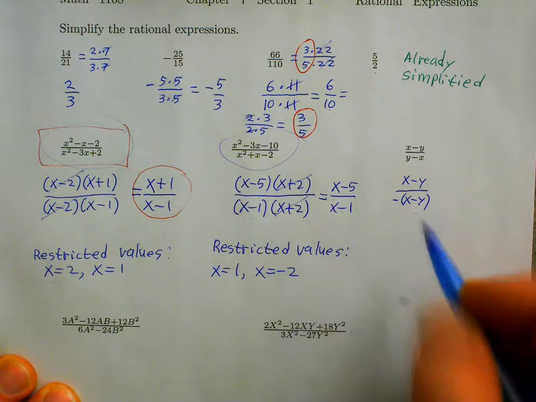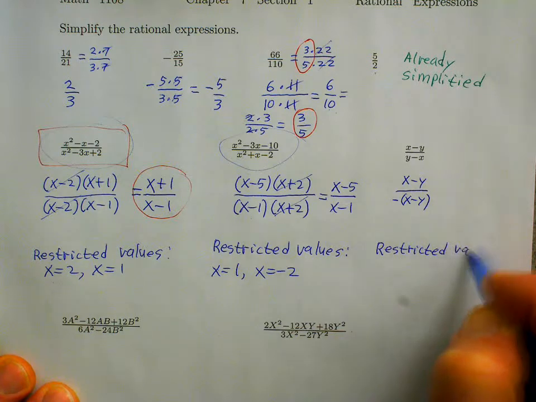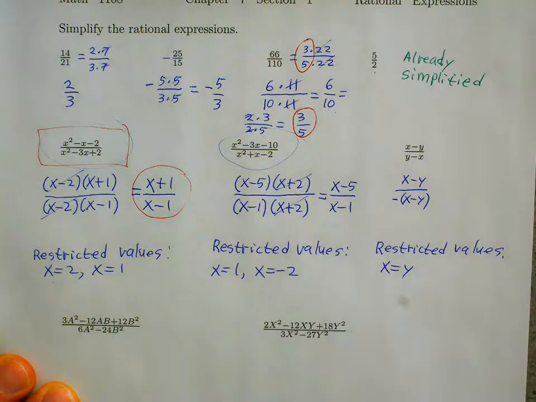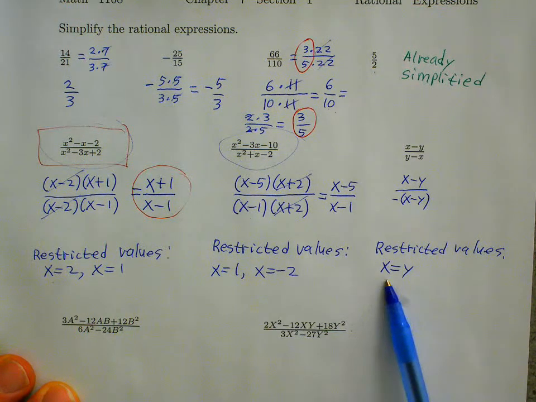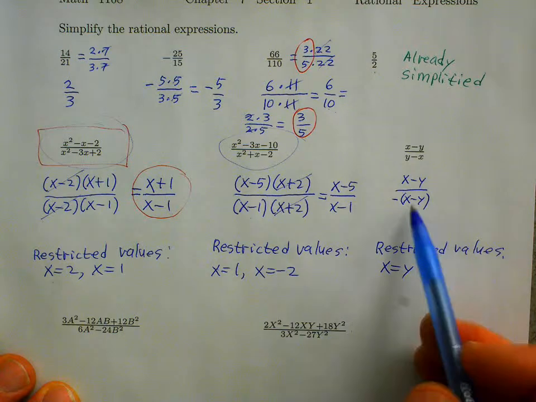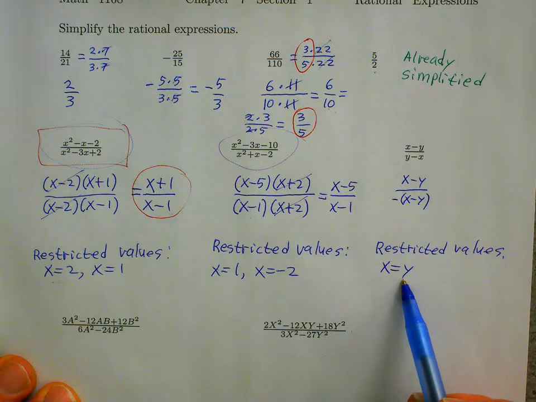Okay, restricted values. Well, anytime x equals y, we have a restricted value. So this is an infinite number of restricted values. But it makes sense if you pick x to be 5 and y to be 5, then you're dividing by 0, because 5 minus 5 is 0. So anytime x is y, we get a restricted value.